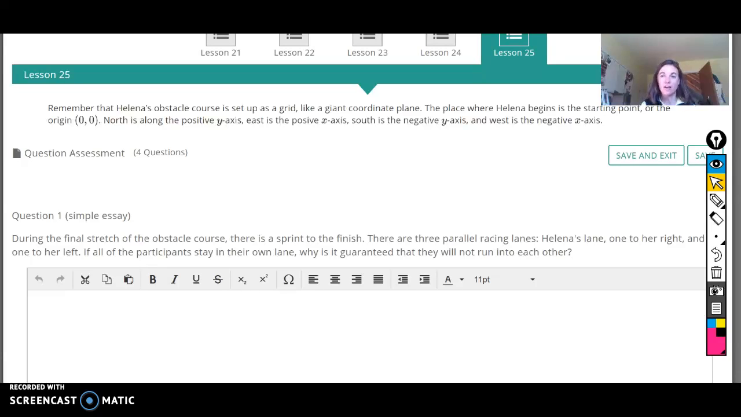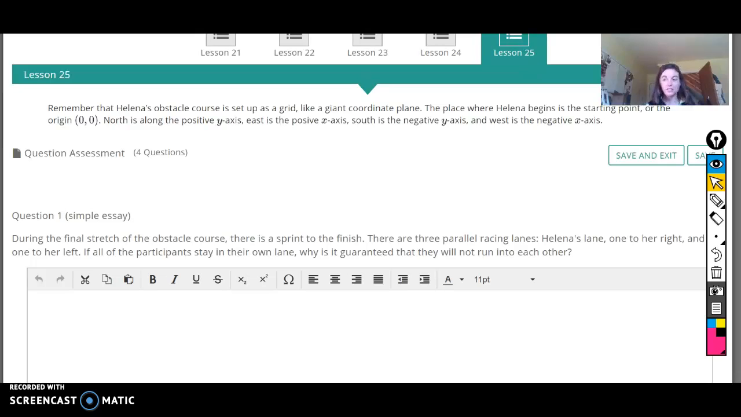We are on Unit 5, Lesson 25, and we're still dealing with this obstacle course that's set up like a grid. So let's jump right in. We have 4 questions, and they should be relatively quick. During the final stretch of the obstacle course, there is a sprint to the finish. There are 3 parallel racing lines: Helena's lane, one to her right and one to her left. All of the participants stay in their own lane. Why is it guaranteed that they will not run into each other?